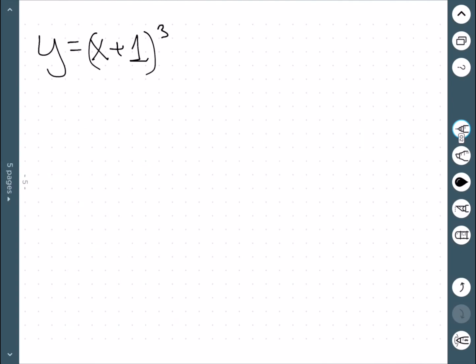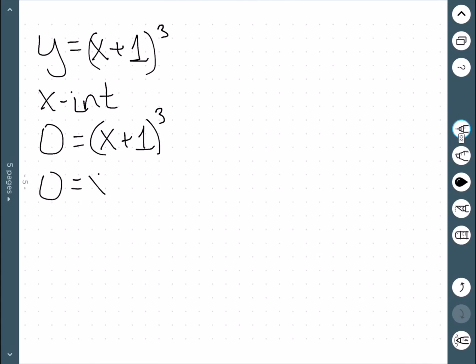My next example, y equal to (x plus 1) cubed. If I want to find the x-intercepts, we let y be equal to 0. So I have 0 equal to (x plus 1) cubed. Well, this means that 0 has to be equal to x plus 1, since the only number cubed that gives 0 is 0. We can then subtract 1 from both sides to get that we have a single x-intercept of x equal to -1.